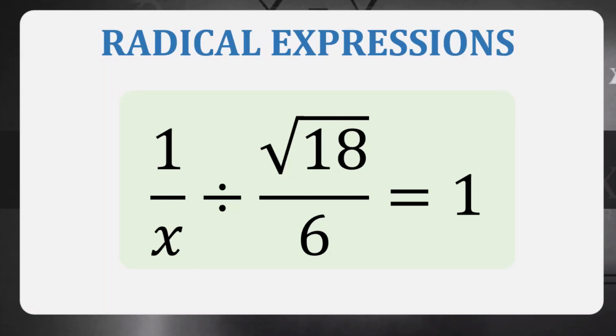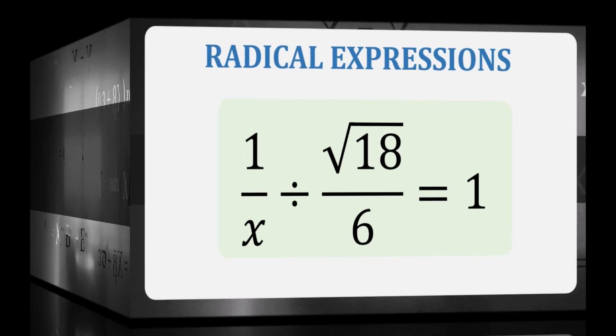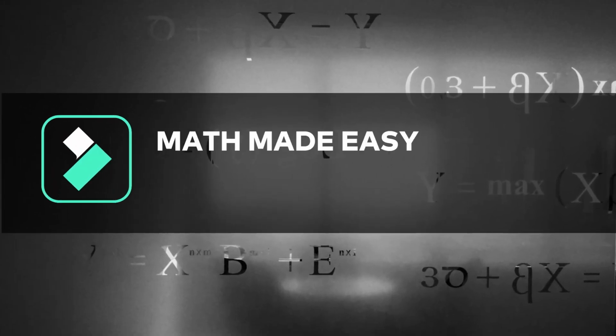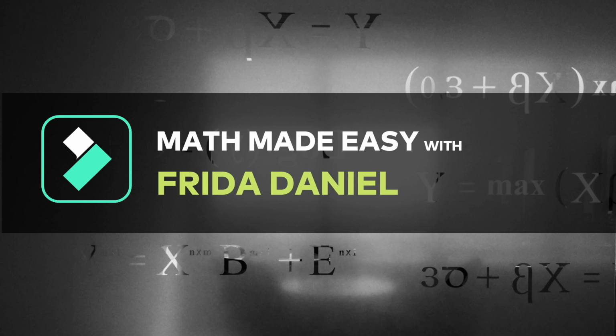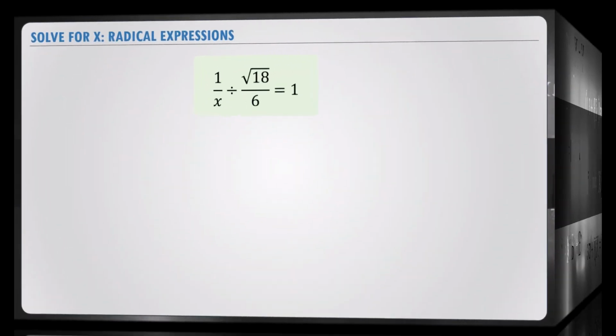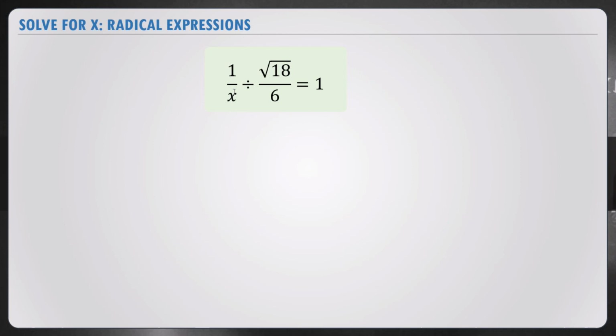Today we will be solving this radical expression. We have 1 over x divided by root 18 over 6 is equal to 1. The first step I see here is the divide. To change this to multiply, we have to flip the equation. So we have 1 over x into 6 over root 18 is equal to 1.